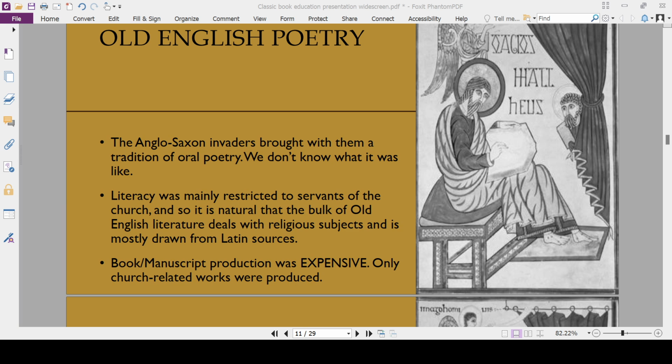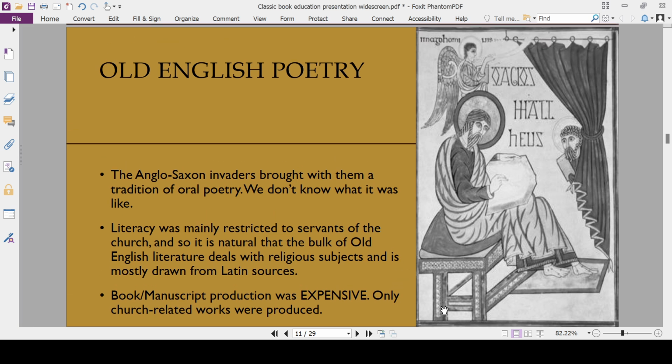Now, at this stage in our presentation, we have to delve into the distinctive features of Old English poetry by shedding light on the essence of this literary form. The Anglo-Saxon invaders, let me just show you the presentation as well. Okay, we're good to go.